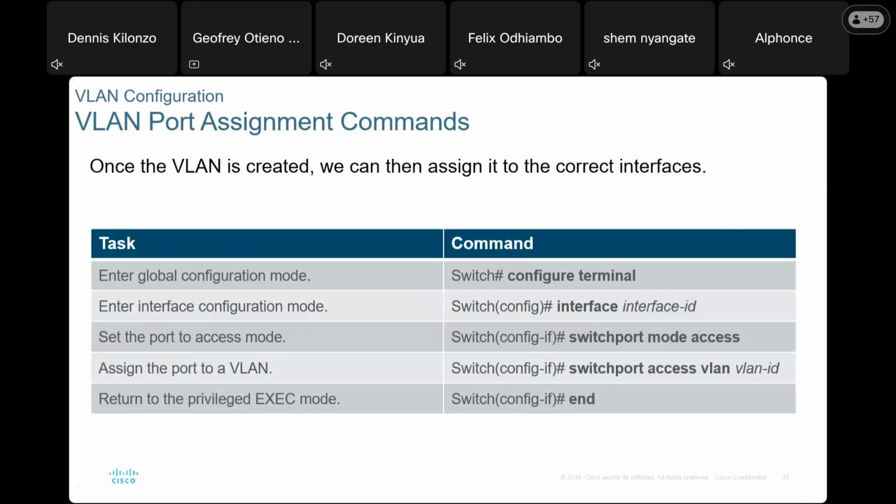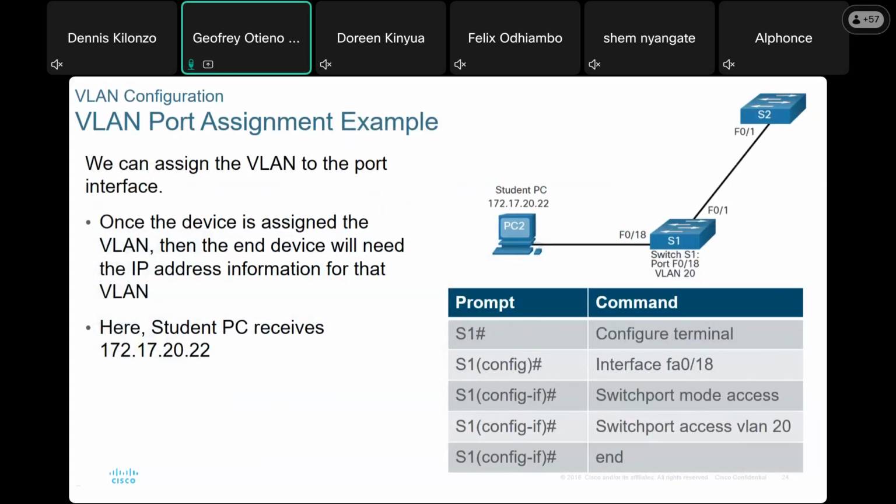Then switchport mode access. It has to be in access mode. Then switchport access vlan, and specify the VLAN ID that you have created. In this example: interface FastEthernet 0/18, switchport mode access, switchport access vlan 20. This is very, very important. You have to change the interface to access mode with switchport mode access, so you can assign the VLAN to the port interface.